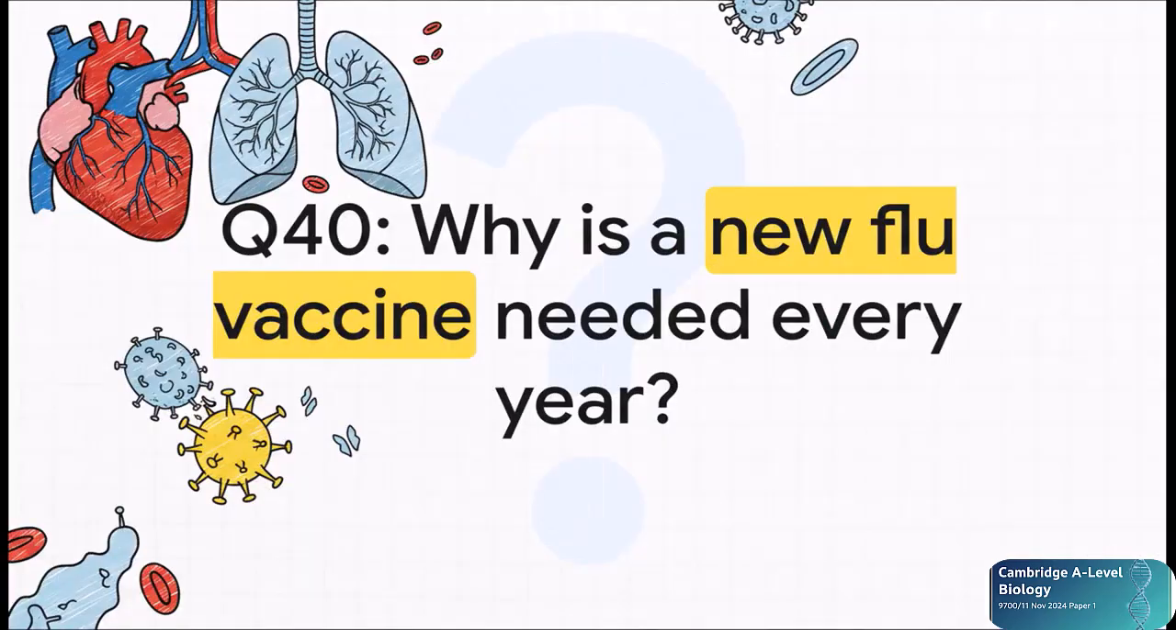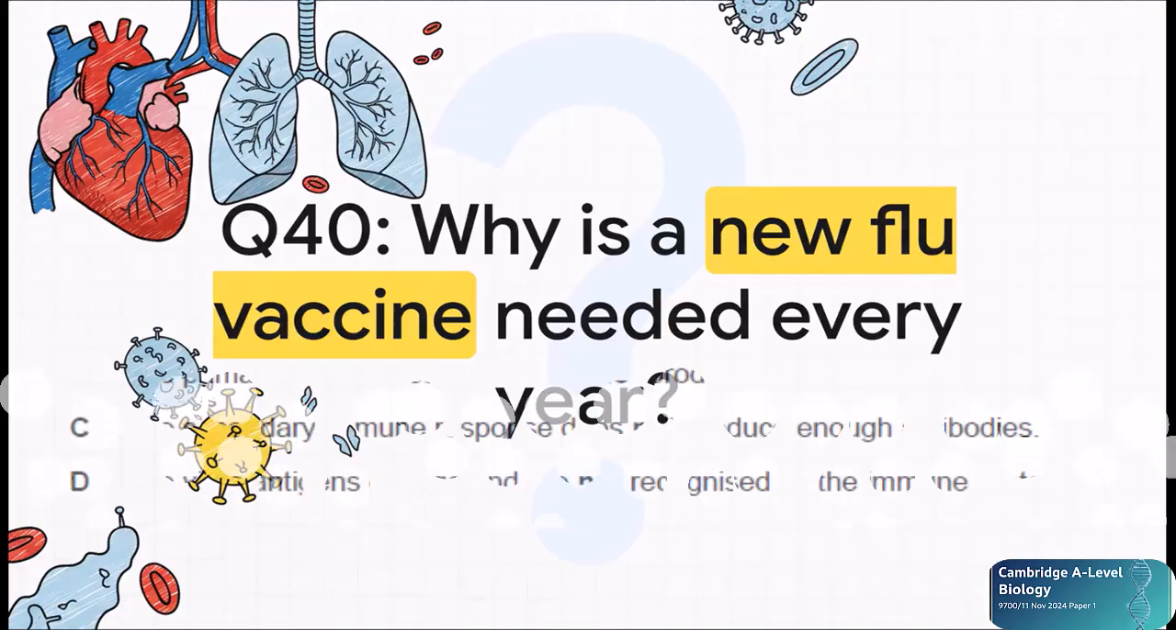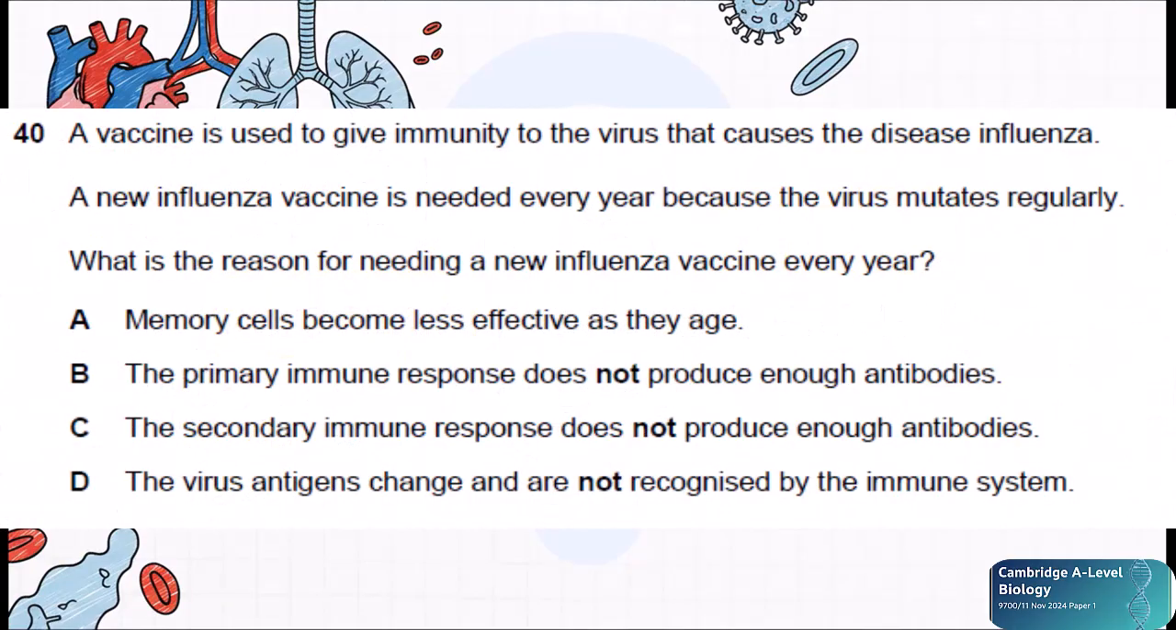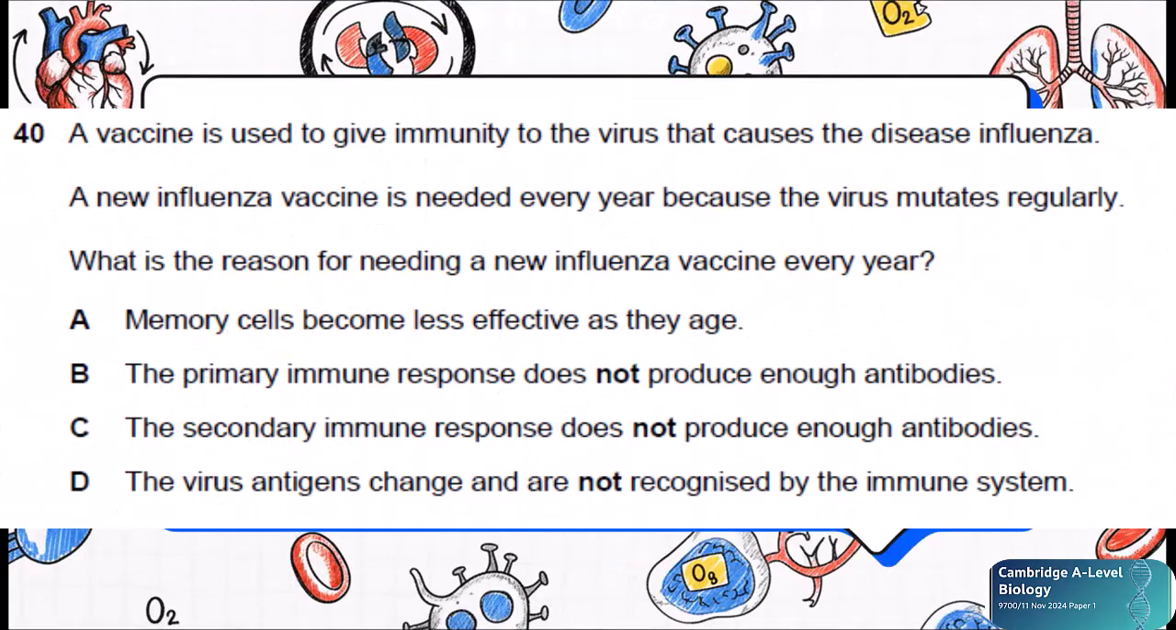And here we are, our final question, number 40. And it's one we can all relate to. Why on earth do we need a new flu shot every single year? The question tells us the virus mutates, but we need to explain the immunological consequence of that. This quote gets right to the heart of it.